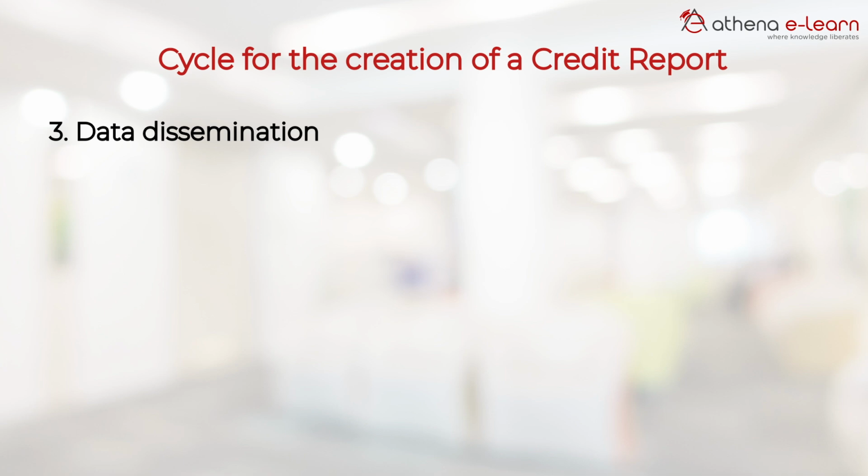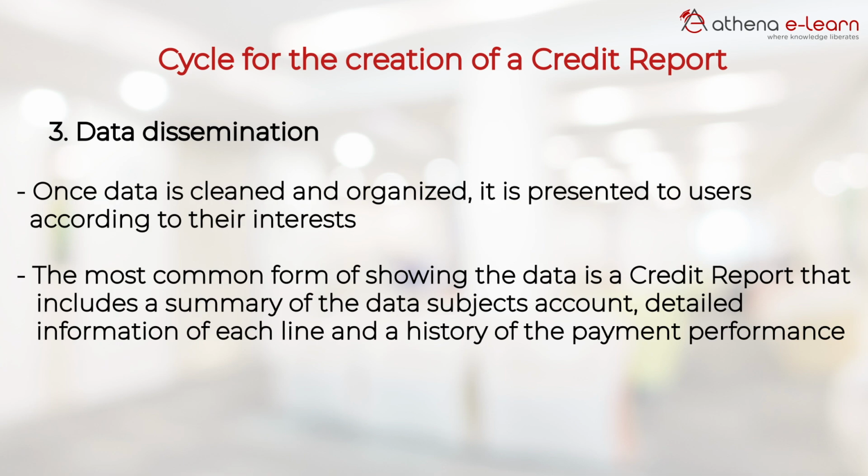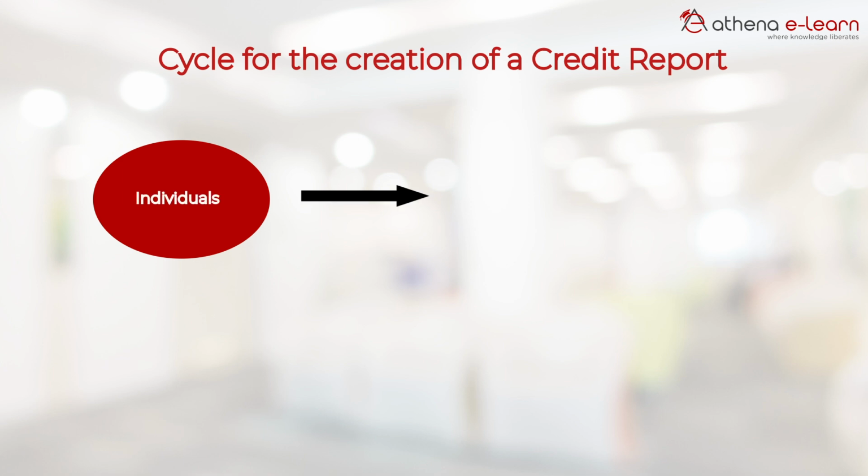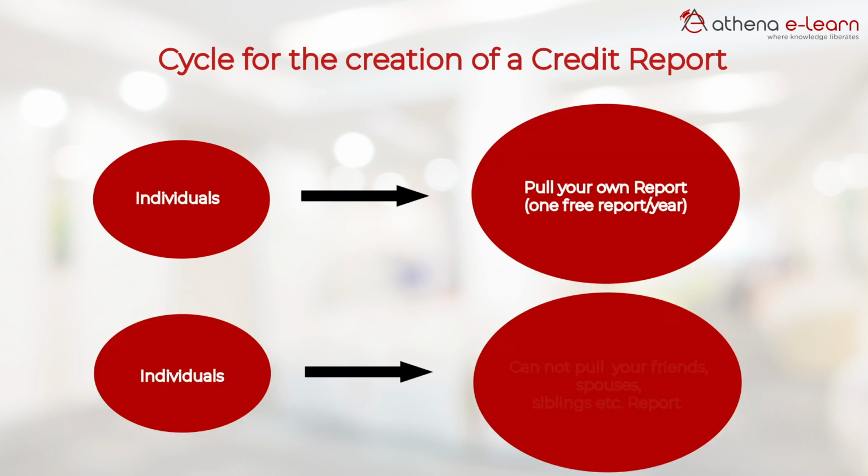Now, the third stage is the dissemination process, where you give out reports. These reports are typically given out to member lenders, lenders who are already members and who are supplying data, and therefore by the principle of reciprocity, they are allowed to pull and access reports. However, as an individual, you can pull your own report, and one report a year per bureau is free for yourself. You can't pull your friend's report or your spouse's report or your sibling's report, but you can pull your own report.